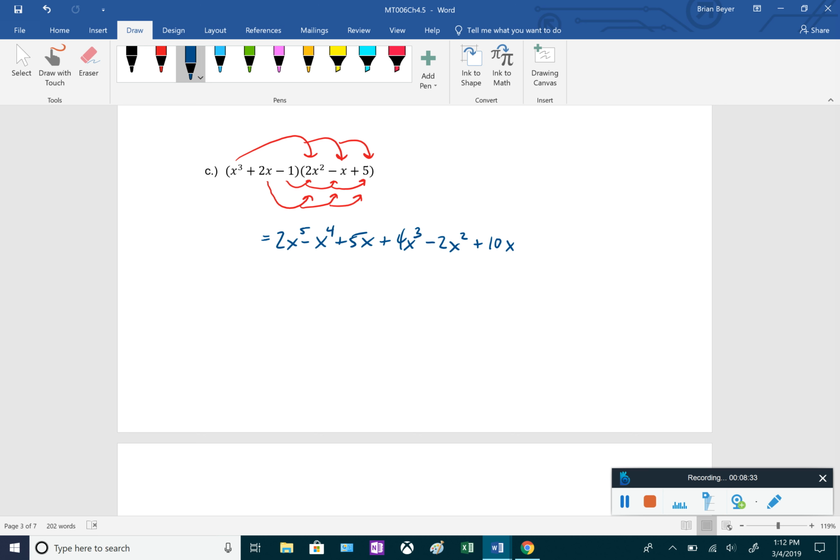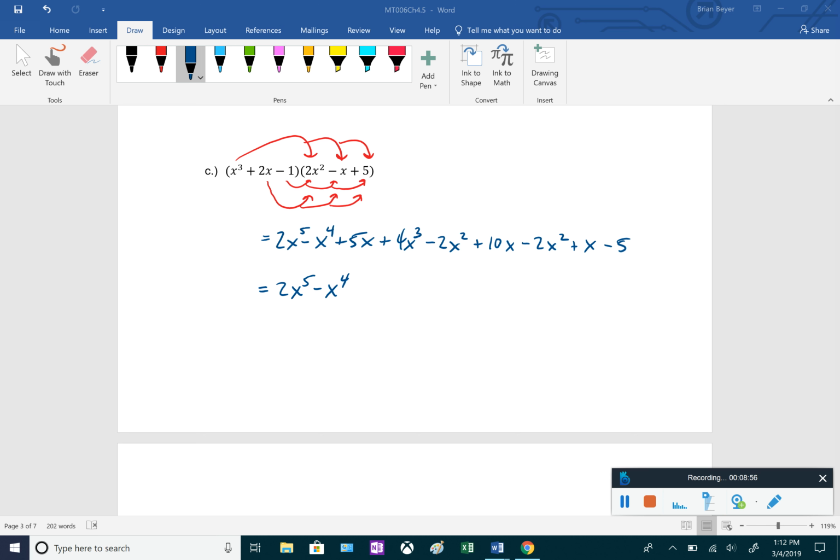Now we have to multiply the negative 1 through. Negative 1 times 2x squared is minus 2x squared. Negative 1 times negative x is plus x. Negative 1 times 5 is minus 5. So now combining like terms, we only have the one 2x to the 5th. And we also only have the one negative x to the 4th.